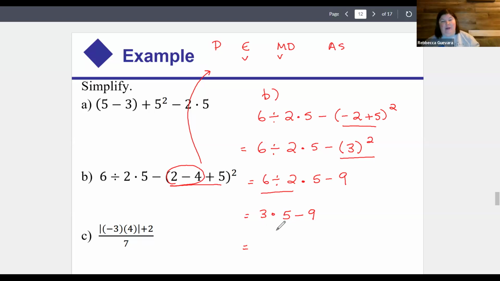And once again, we're still doing multiplication division. This comes next. So 15, or sorry, 3 times 5 is 15. We've got that minus 9. So our last operator is the subtraction. 15 minus 9 is going to leave me with 6. Give you a minute here and we'll do the last one.